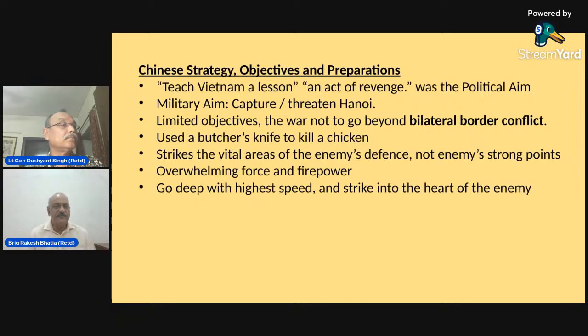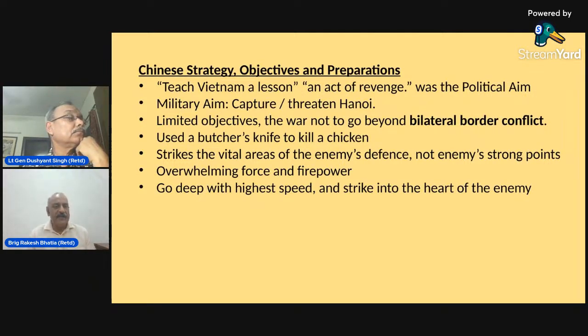The limited objective they decided was that the war should not go beyond a bilateral border conflict. The reason for this was that they wanted to quickly finish the war so that the Soviet Union does not get a chance to help Vietnam.